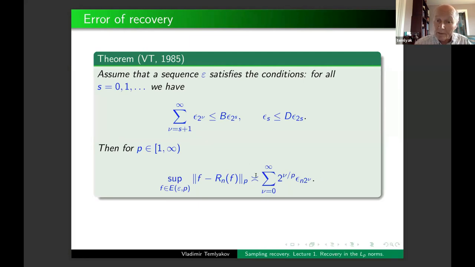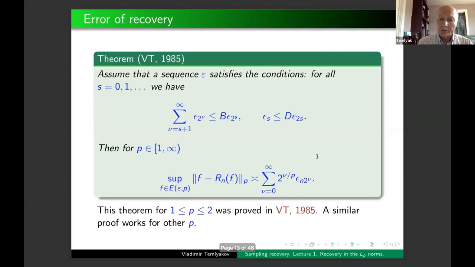But this is an equivalence. So this means that we are not losing anything. This is exactly what we pay for replacing an arbitrary approximation method by this recovery operator. This kind of effect was discovered long ago, but now let's proceed further. This is just a historical comment. In this paper, it was written for p between 1 and 2, but more or less the same technique applies for all p.